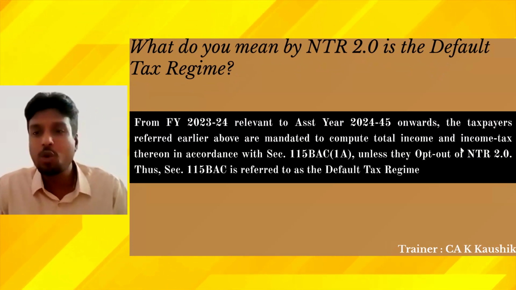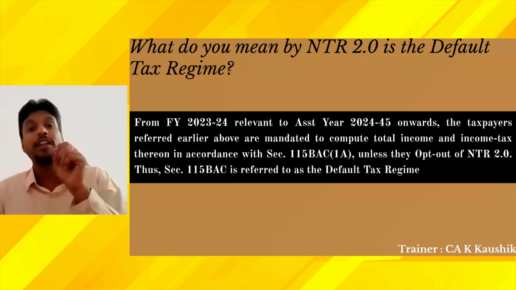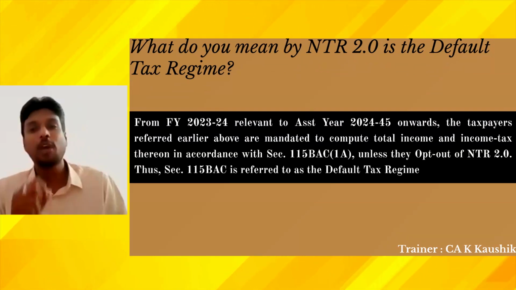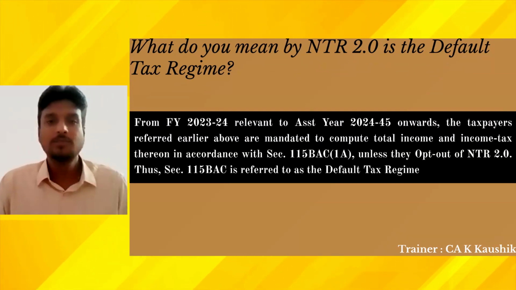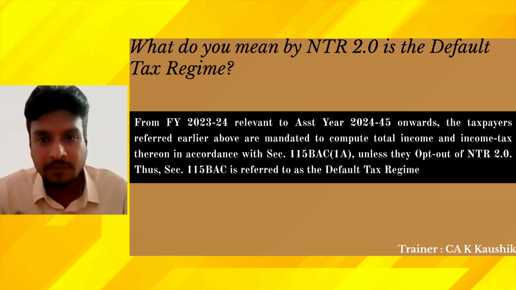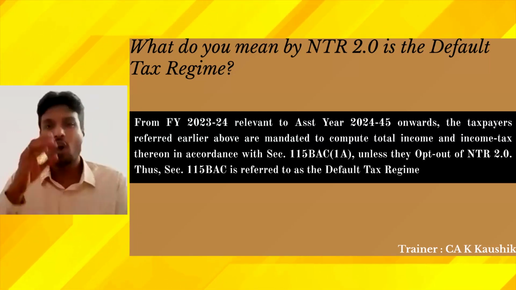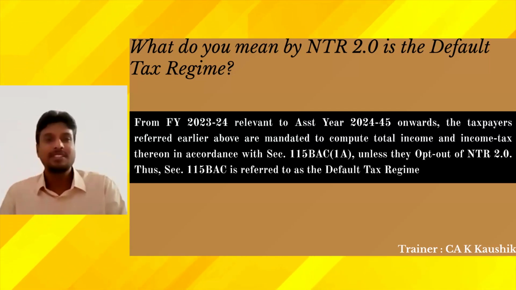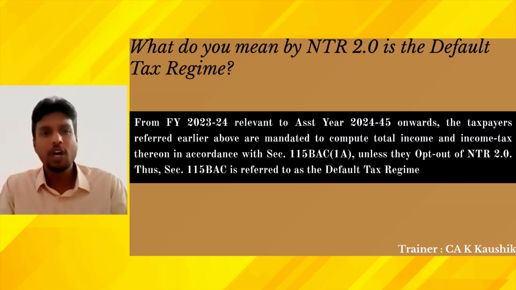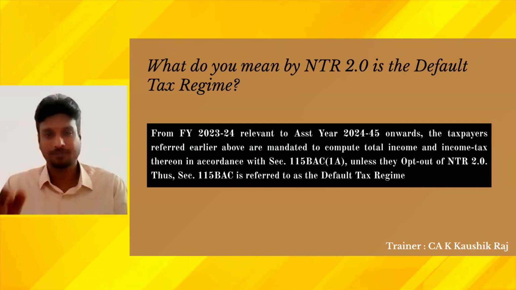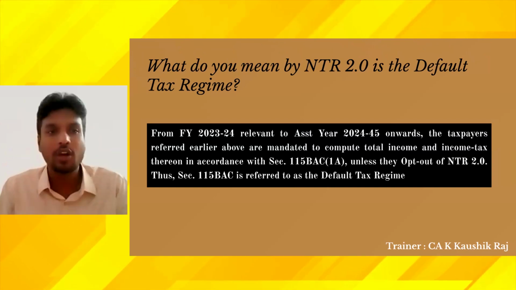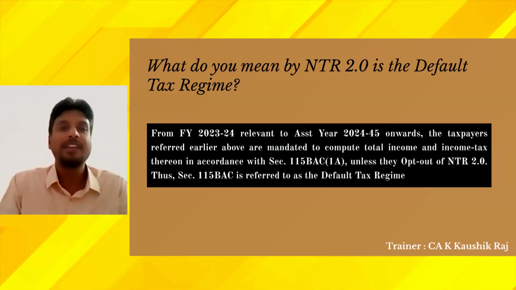That means they are mandated to compute total income and income tax thereon in accordance with section 115BAC subsection 1A, unless they opt out of new tax regime 2.0. If they opt out, then they will go to the old tax regime. Thus, section 115BAC is referred to as the default tax regime. Somebody will automatically come under the default tax regime, the new tax regime 2.0, for financial year 23-24 onwards. If they want to enjoy the exemptions, deductions, and set-off and carry forward, they'll have to opt out of the new tax regime and then go further.